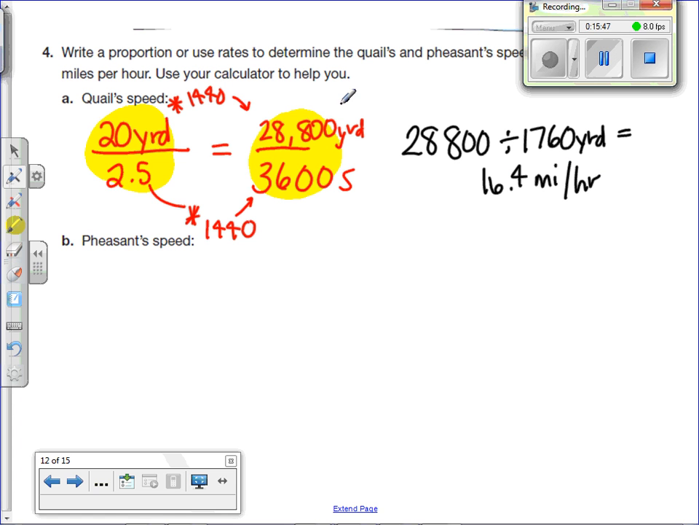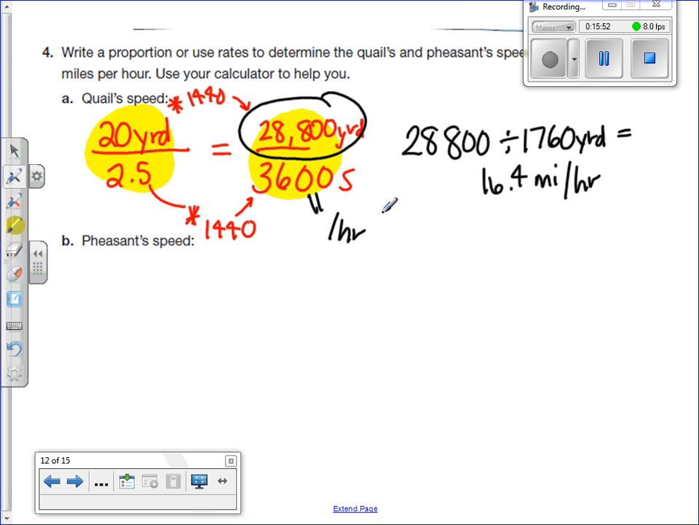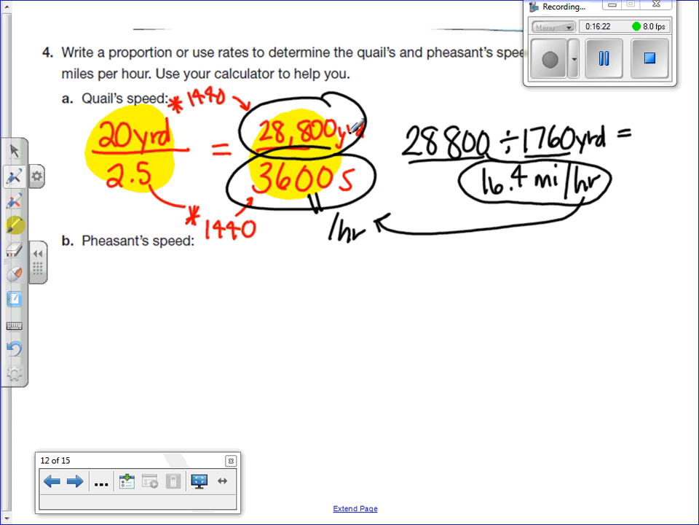So again, all I did was I took this. I know that this equals 1 hour, so I'm good with my units of time. I'm taking my total yards and I'm figuring out how many miles are within this total yard. So I know that 1 mile equals 1,760 yards, so I can take the total number of yards that I have, divide by that 1,760, and that will give me how many miles total. And then I know that it already has the hours underneath it from this right here. So why don't you go ahead and try the pheasant speed and then come back and see if you're correct.